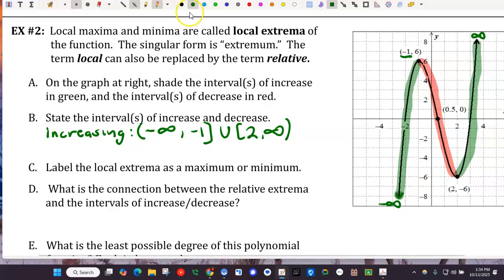All right, and decreasing, let's do that in red, would just be from -1 to 2. All right, label local extrema. That's the plural of mins and maxes. So you want to say all the mins and maxes, that's just called extrema, or the extremes. All right, so of course this would be our max, and this would be our min.